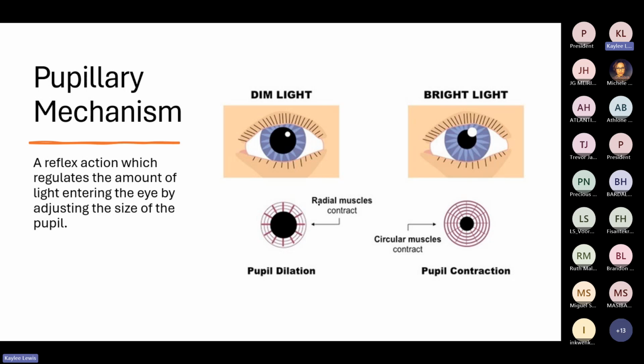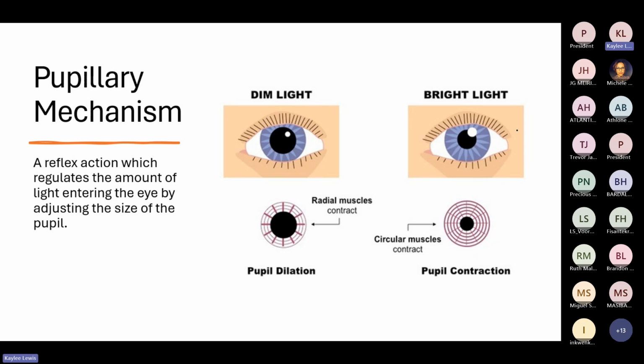So they work antagonistically. To get our pupil dilated, your radial muscles contract, and literally think of the radial muscles shortening, and it's pulling the pupil open. That's the way I envision it. And if your radial muscles contract, that means your circular muscles relax because they work oppositely. Your pupil dilates, and the reason why we want our pupil to dilate is so more light can enter the eye.